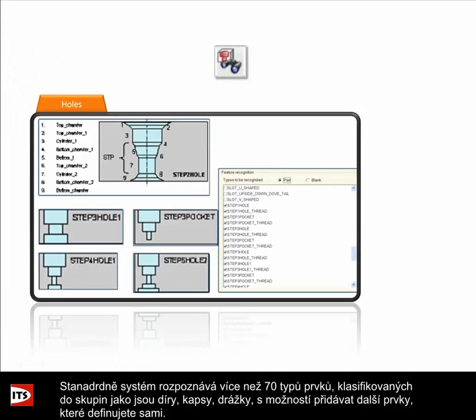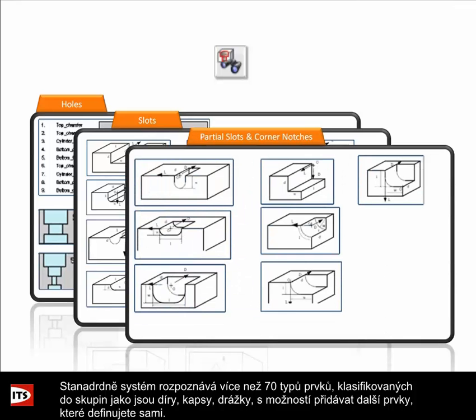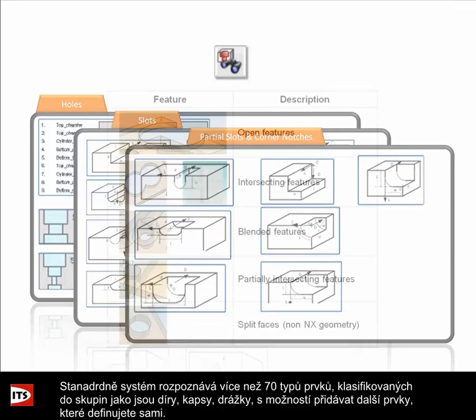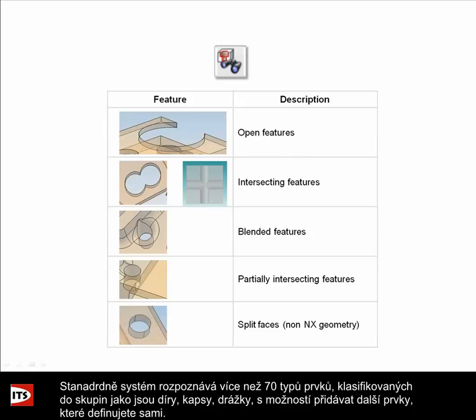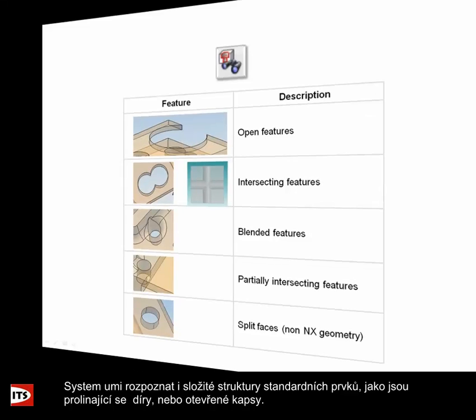The standard system provides more than 70 feature types classified under groups such as holes, slots, notches, and pockets, with the option to add more features that you can define. The system can address complex configurations of the standard features, such as intersecting holes or open pockets.